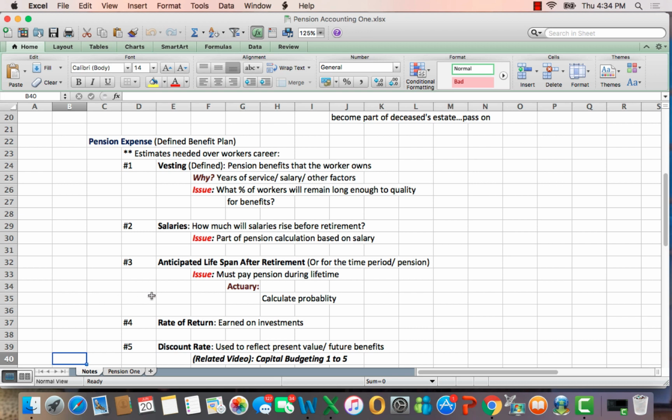Finally, number three, as I already mentioned, the anticipated lifespan after retirement. The longer somebody lives, the longer they're owed a pension. And so actuaries who are math experts consider this probability. The probability of how long somebody will live, will they live to 80, 85, whatever. And again, the issue here is you must pay a pension during retirement. So these one through three are all costs.